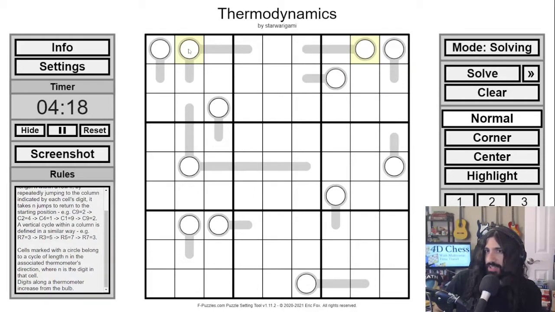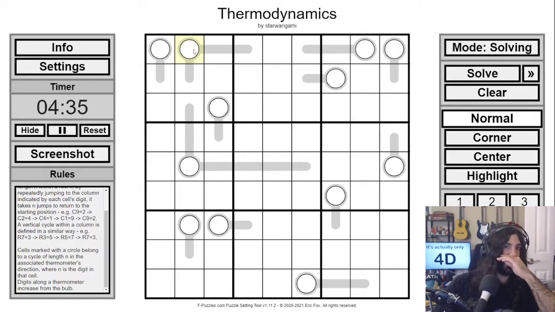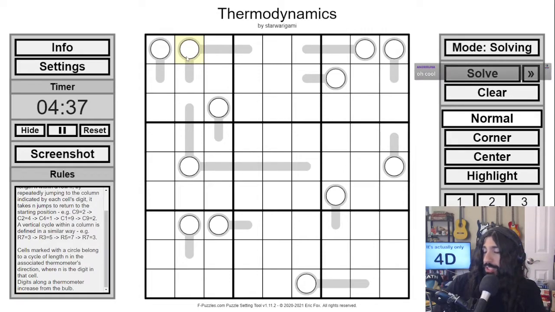Because then it would be involved in a horizontal cycle of length 1, which it can't be. Because then it would have to point to itself, and it doesn't. This can't be a 2, because this would be a cycle of length 1 if it was a 2. Because 2 would just point to itself. This can't be an 8, but this can't be an 8 anyway.